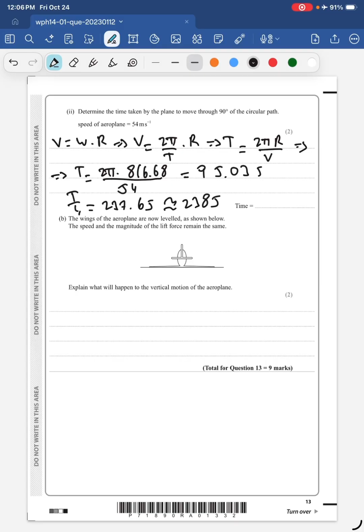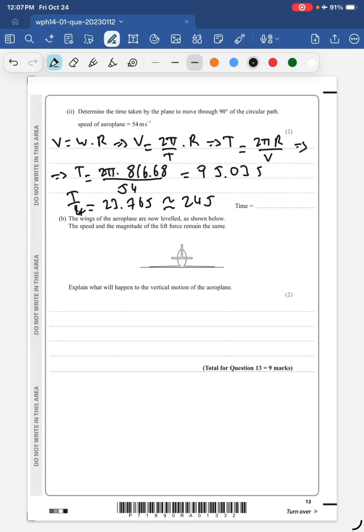Wait, something's wrong. No, sorry. What am I saying? Sorry, guys, I made a mistake. T over 4 cannot be larger than T. So if T is 95, then T over 4 is 23.76 seconds, so about 24 seconds. I'm sorry.